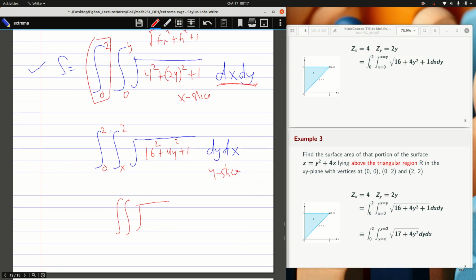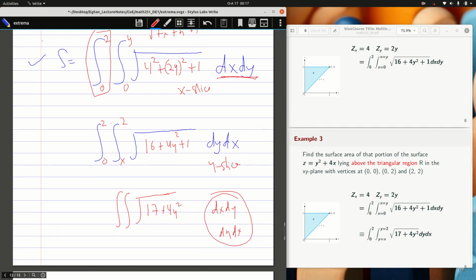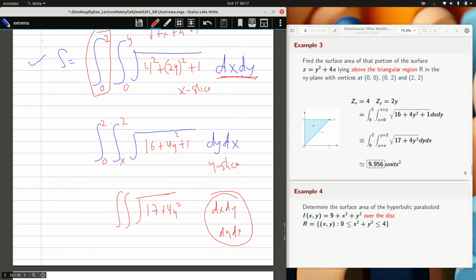So that's 17 plus 4y squared, because 4 squared is 16, with either dx dy or dy dx. I've already done the coordinates for you. If you solve this double integral, you must get 9.955. So pause the video, check the slides, and then compute the double integral. And that's how simple surface integrals are done.